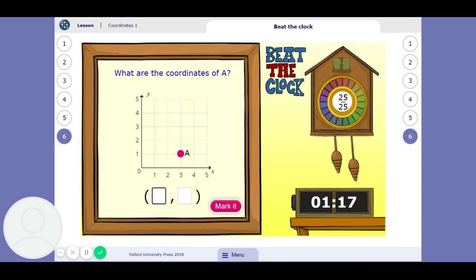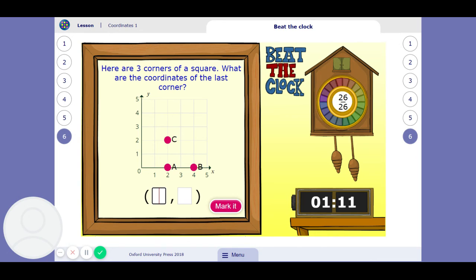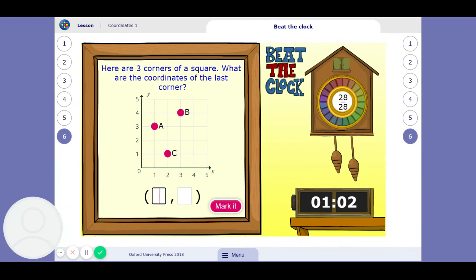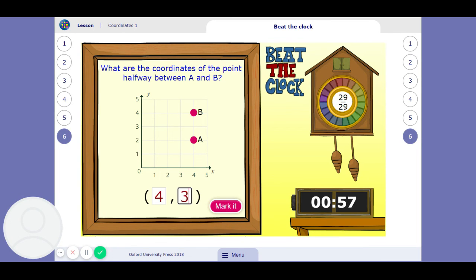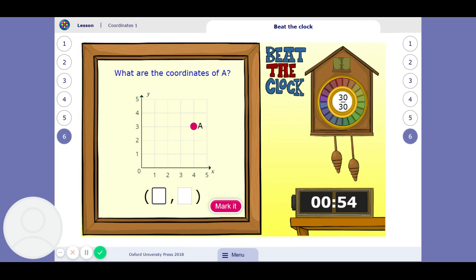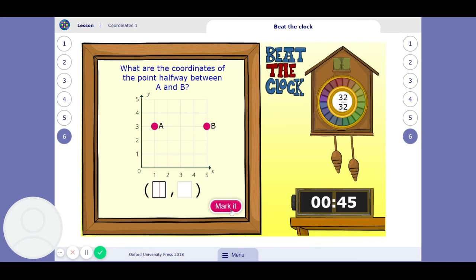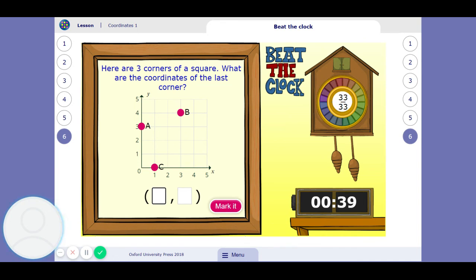Coordinates of A are going to be 3, 1. 4, 2. Halfway between here is going to be 3, 3. Last corner of that square is going to be 4, 2. Halfway between there is going to be 4, 3. That corner is going to be 4, 3. Last corner is going to be 3, 4. Halfway between there is going to be 3, 3. This one, right, so I believe that's going to be 4, 1.